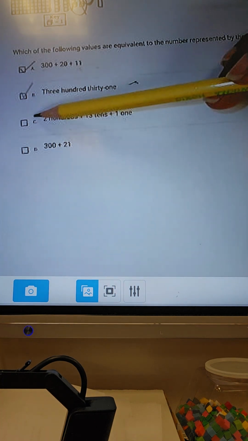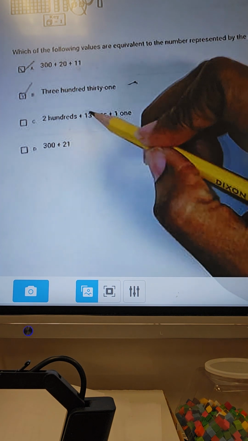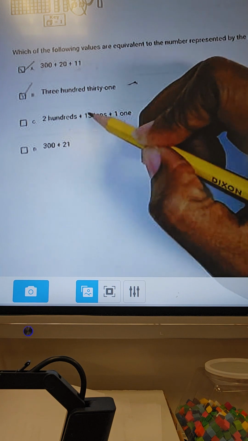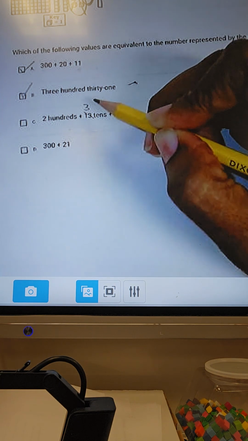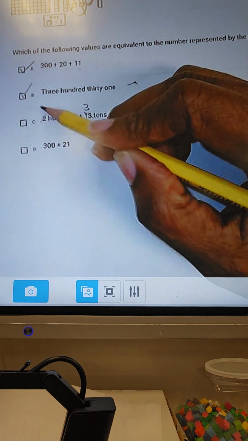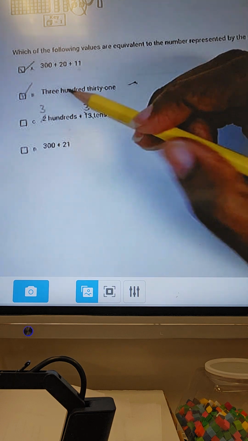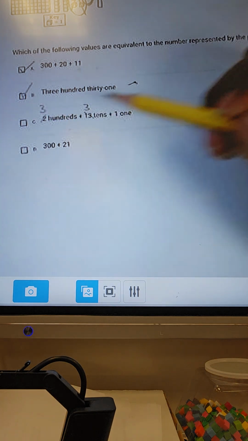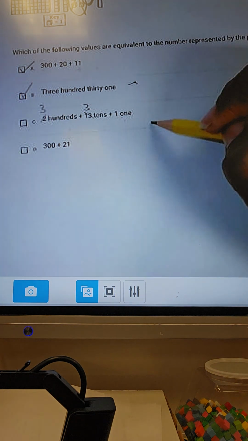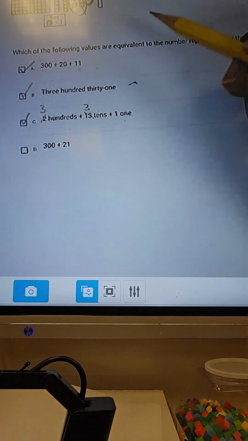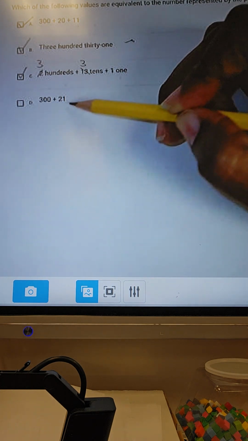And part C, 200s plus 13 tens. So think about it. It takes 10 tens to make 100. So if I've got 10 tens, it leaves 3 tens, and that makes 300. Okay? So 10 tens equals 100. Now I have 300. So now it's 30 plus 1. So it's still the same. It is 331. And then D, 300 plus 21 is 321.